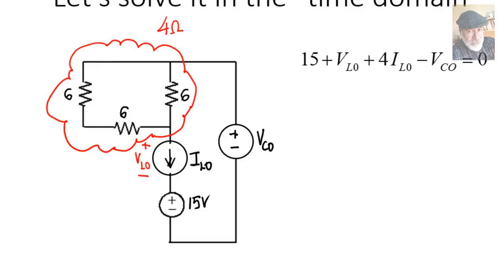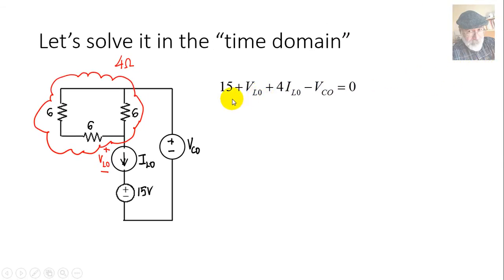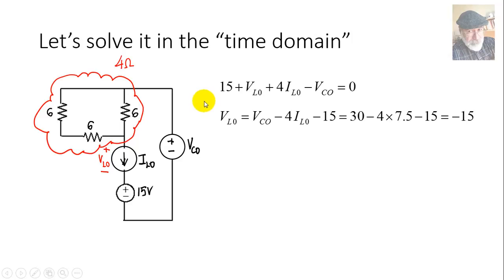I'm going to travel that loop clockwise, though I could travel it counterclockwise if you prefer. Going up by 15, going up by VL0 unknown, going up by 4 times IL0 and going down by VC0, that has to be equal to 0 according to Kirchhoff. From there, the only unknown is VL0, and we solve for that and replace numerical values and get that VL0 is negative 15 volts.